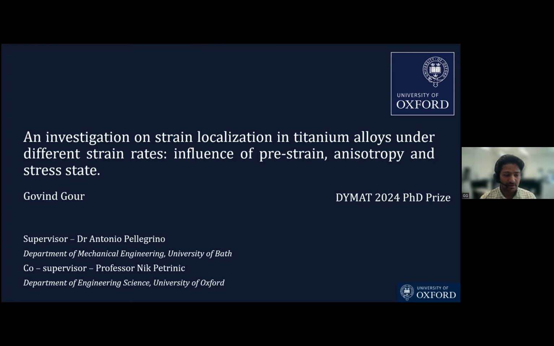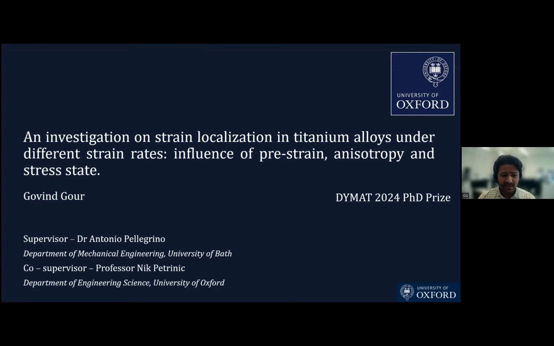My name is Gour Govind. I have completed my PhD at University of Oxford. Today, my PhD title is going to be an investigation on strain localization in titanium alloys under different strain rates, where we studied the influence of pre-strain, anisotropy, and stress state. This work was supervised by Dr. Antonio Pellegrino and co-supervised by Nick Petrinich.